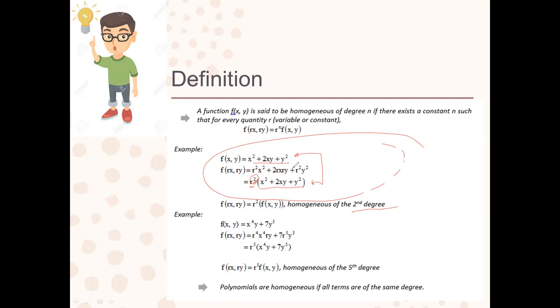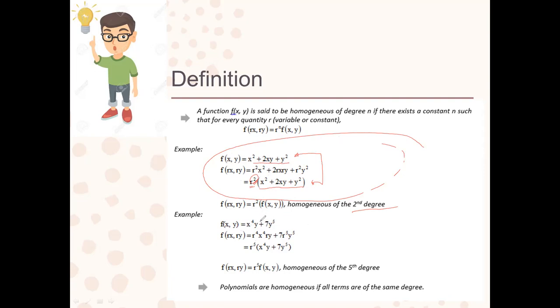But if it's just something like this with no transcendental functions present, you can right away tell whether the function is homogeneous or not. Now, if you go here to our second example, let's say we will not do the crude way of testing for homogeneity. You simply check the degree of each of the terms.